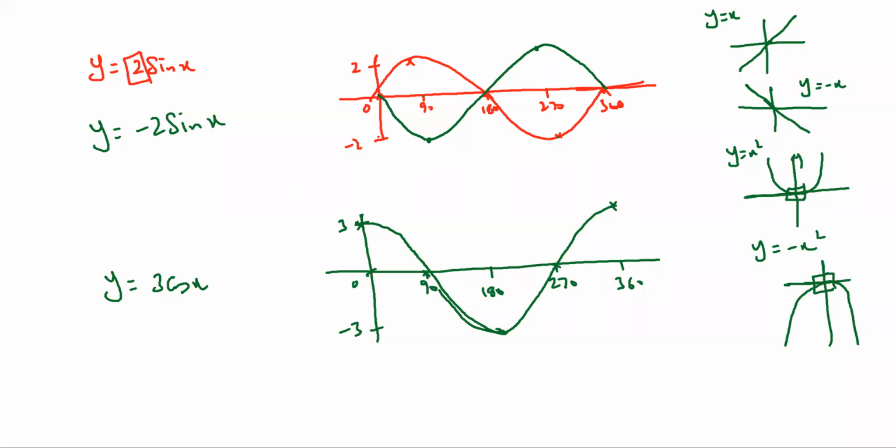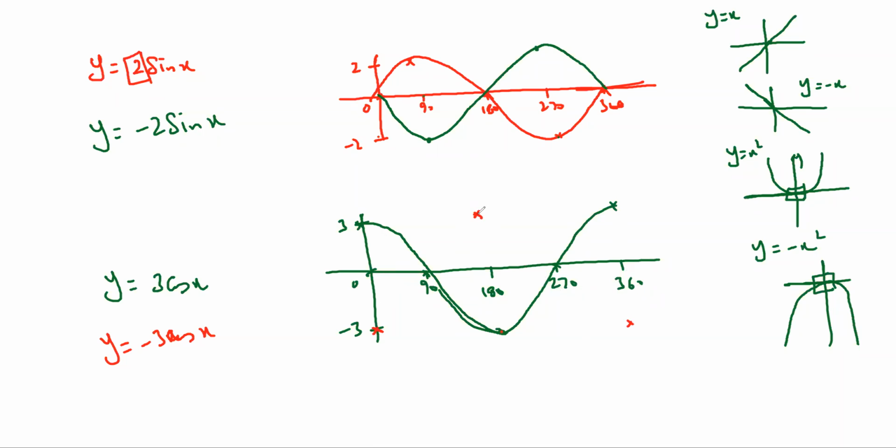And suppose you were drawing y is equal to minus 3 cos x, okay? So for minus 3 cos x, this maximum point is now going to be the minimum point. This minimum point will now be the maximum point. And this maximum will now be the minimum point. I hope you understand this.